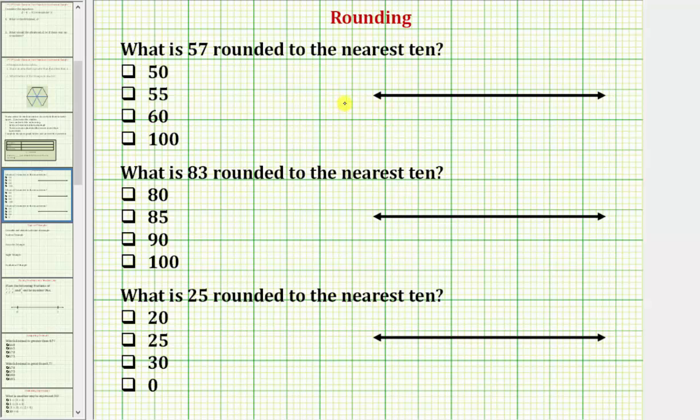Here we'll look at 3 examples of rounding a given number to the nearest tens place value. And we'll take a look at each example graphically, as well as using the formal rules for rounding. First we have, what is 57 rounded to the nearest 10?